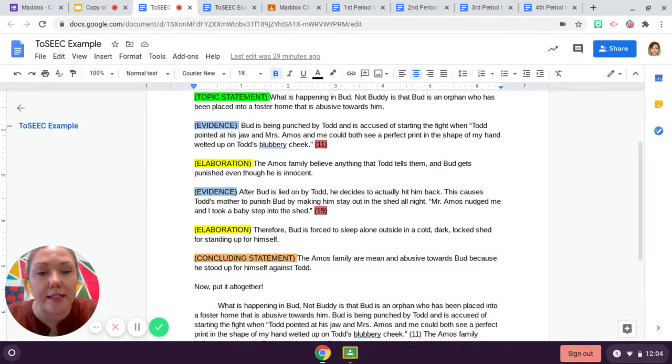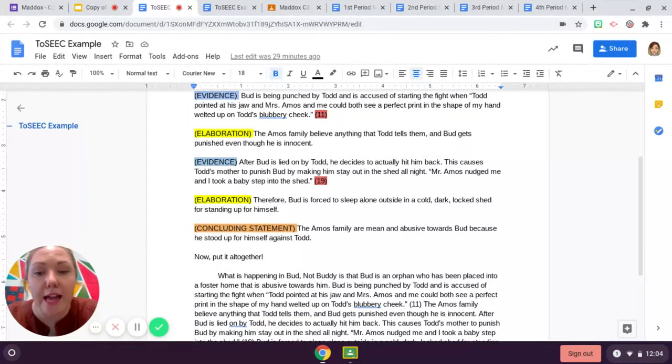After Bud is lied on by Todd, he decides to actually hit him back. This causes Todd's mother to punish Bud by making him stay out in the shed all night. My direct quote is, "Mr. Amos nudged me and I took a baby step into the shed," found on page 19. Once again, I'm going to elaborate on this direct quote, and notice that I've used a transitional word.